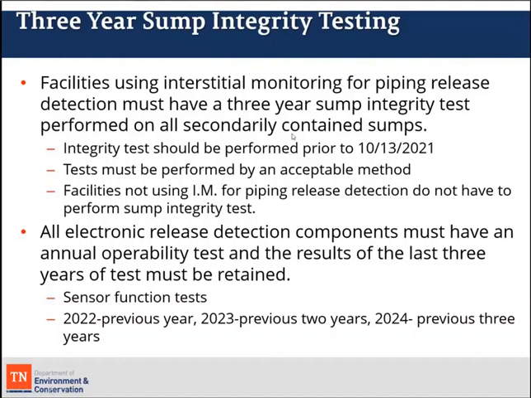So the integrity test should be performed prior to October 13th, 2021. That's whenever this rule goes into effect for Tennessee facilities. The tests need to be performed by an acceptable method, and we'll go over some of those methods in a moment, and also be performed by a qualified person. And again, facilities not using interstitial monitoring for piping release detection do not have to perform a sump integrity test.